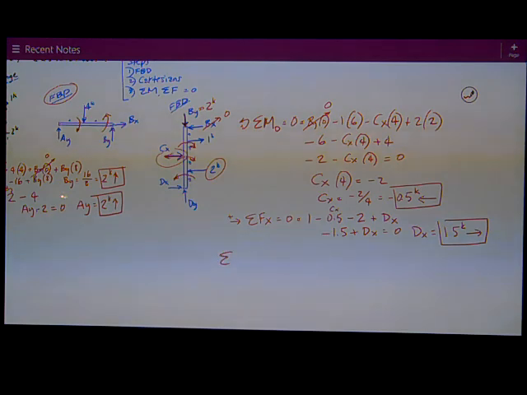And then finally, sum of forces in the Y. That's equal to 0. Positive is up. Start at the top. I've got negative 2 from BY. And then the only other Y force I have is DY, which I assumed up. Therefore, DY works out to be, obviously, positive 2 up. 2 kips. Put a box around that.